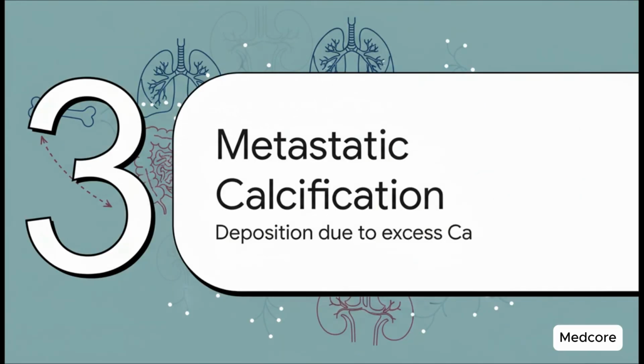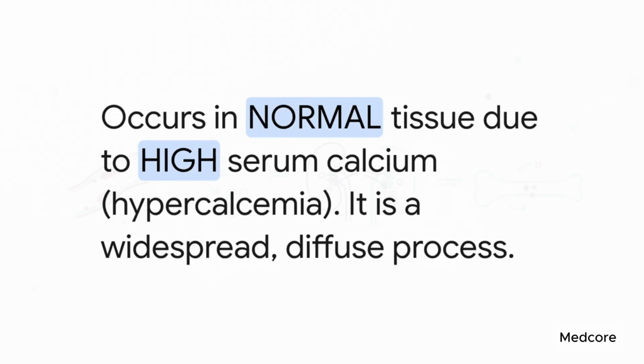Okay, let's switch gears to our second type, and you'll see it's a completely different story. We're now talking about metastatic calcification. Just a quick heads up, the word metastatic here has nothing to do with cancer. It just means the calcium is depositing all over the place, far from where the actual problem started. So in this case, the tissues are completely innocent. They're perfectly healthy. The problem is systemic. It's in the blood. The blood is just super saturated with calcium.